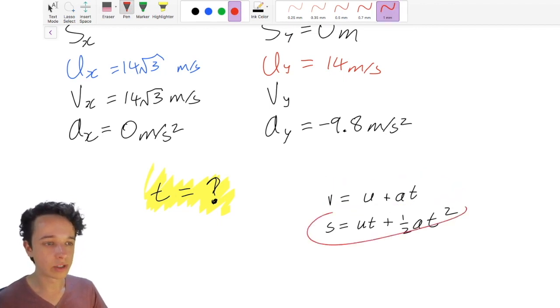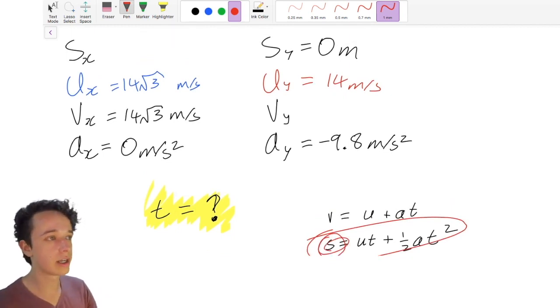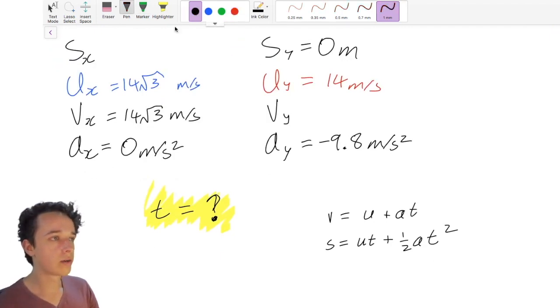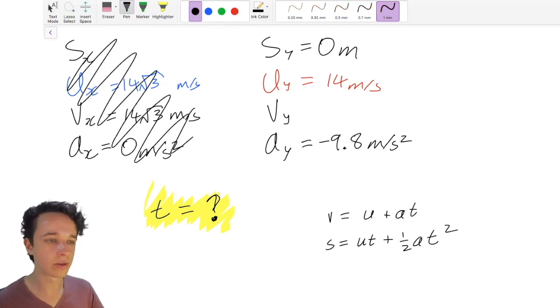So what about the other equation? Can we use the X data for the other equation? Well, no, because we don't have an S. The other equation has an S and we do not have an Sx. So what we're left with is the Y component data. So we're going to ignore the X component data. Perhaps we can use the Y component data.